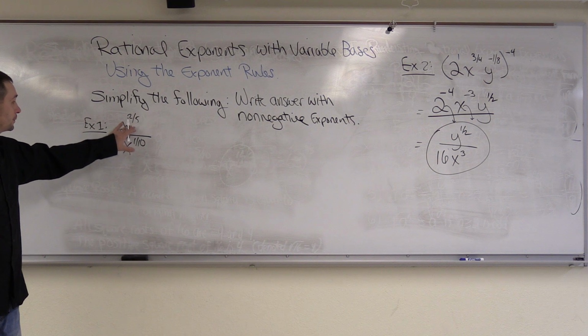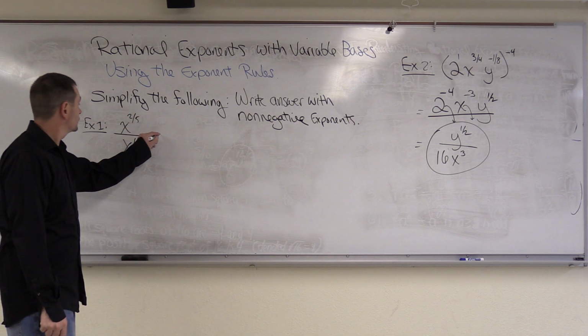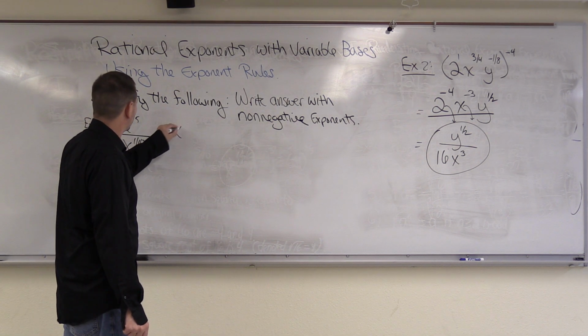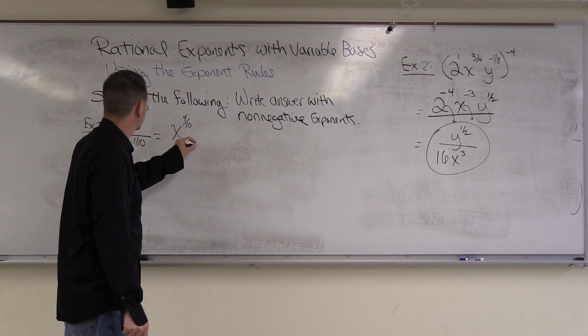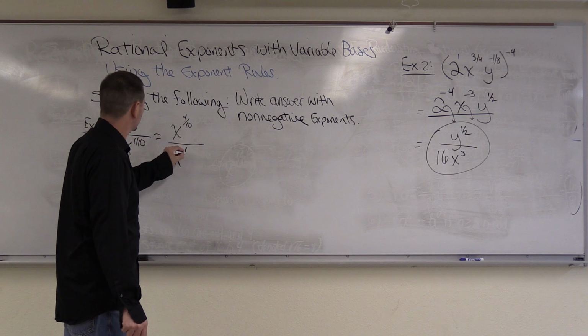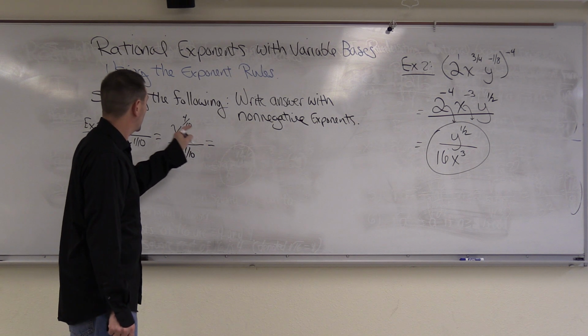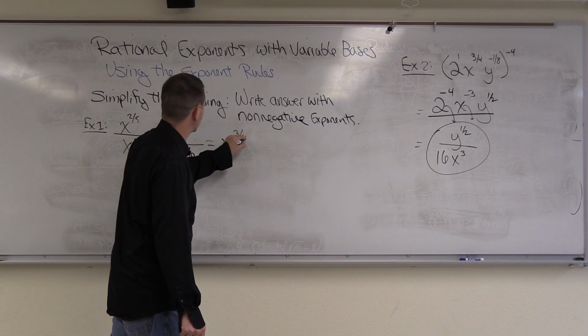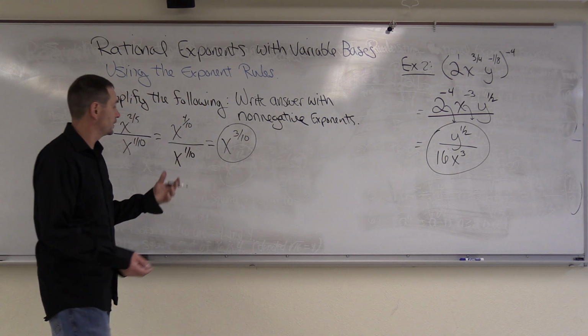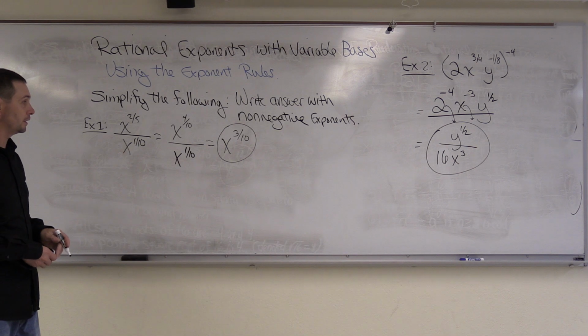Well, I know that it's top exponent minus bottom exponent. So I have to write them with the same denominator so that I can subtract them. So this would be x to the 4/10 all over x to the 1/10. Now, top exponent minus bottom exponent, 4 minus 1 is going to be x to the 3/10. Positive exponent already, so I don't have to send it down to the denominator.